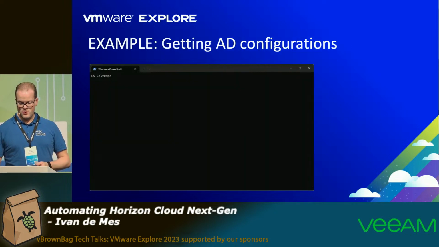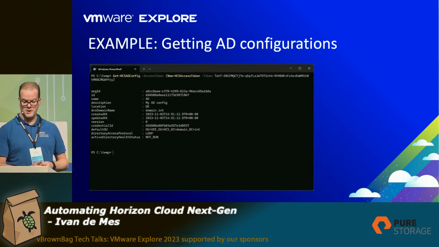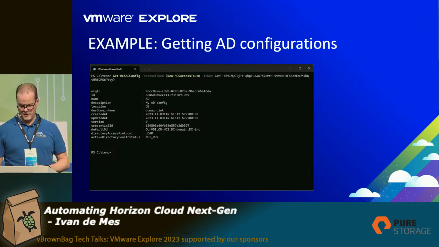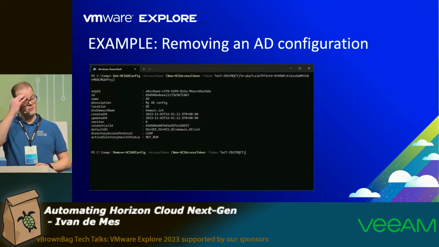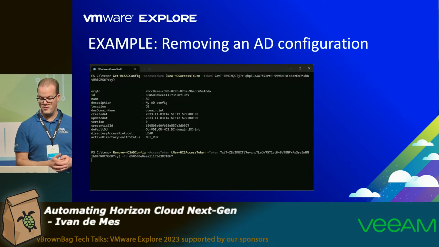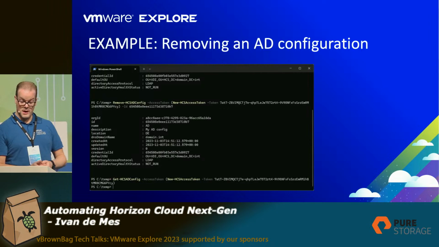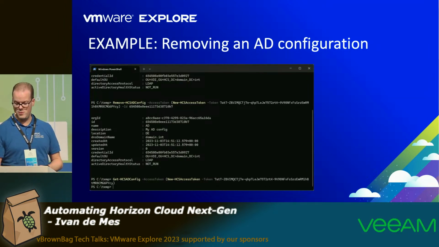Now, of course, we can also do this with getting information. So we can get our current Active Directory configurations, and this time I requested the access token on the fly within the command for getting the Active Directory configurations. So that's also very simple. And it's the same for removing an existing Active Directory configuration as well. We remove the Active Directory configuration again with a commandlet. And we check that the configuration is indeed removed as well.